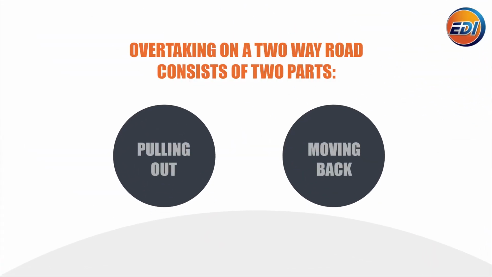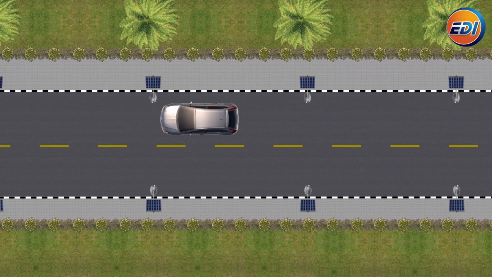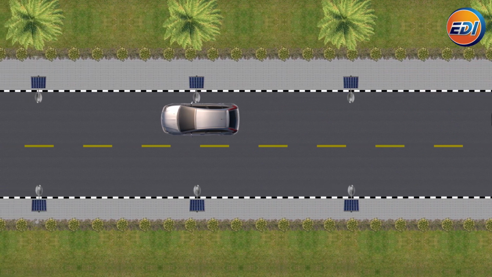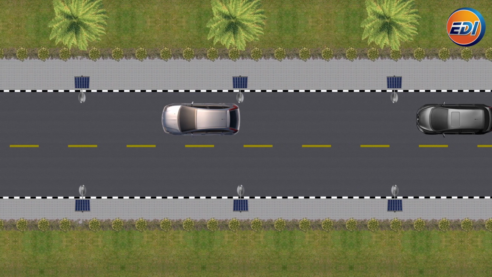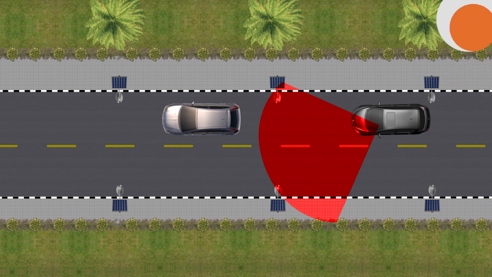Overtaking on a two-way road consists of two parts: pulling out, moving back. Pulling out. When overtaking, first of all, pull out onto the opposite side of the road by doing the following procedure. Check the road markings to make sure overtaking is permitted. Maintain sufficient distance, at least 2 seconds from the vehicle ahead. Move slightly to the left for a better view of any oncoming traffic. Check that there are no other hazards ahead, including any side road either on left or right.